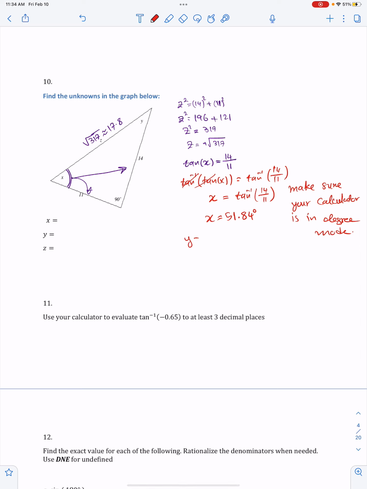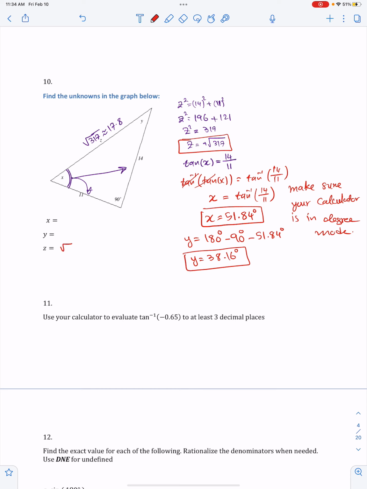And now we have x, we can find y easily. We could say y is equal to 180 degrees minus 90 degrees minus 51.84 degrees, because we know the sum of the angles inside of a triangle is 180 degrees. So I'm going to say that, and I will get y is equal to 38.16 degrees. So I'm going to box all of the answers. Here is the first answer, and here is the second answer, and here is the last answer.